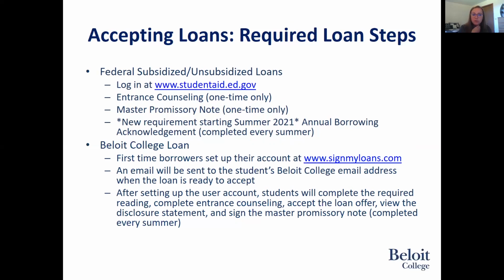All of these loans, you do not have to pay while you're in school. You actually don't start paying those back for the federal loans until 6 months after you're no longer enrolled half-time, which almost all of our students are full-time. So the half-time component of that is usually not an issue for our students. And then for the Beloit College loan, it's a 9-month grace period. So 9 months after you're no longer enrolled at least half-time, then your loan payments begin.